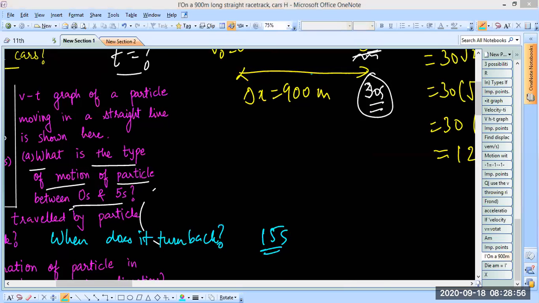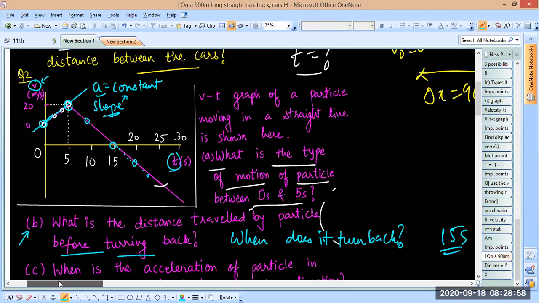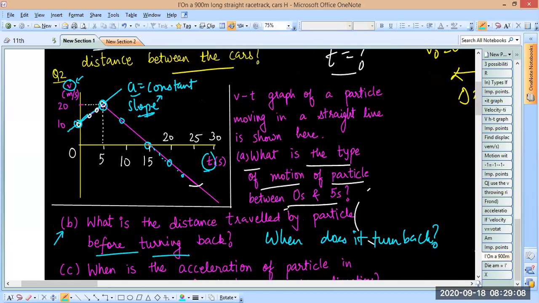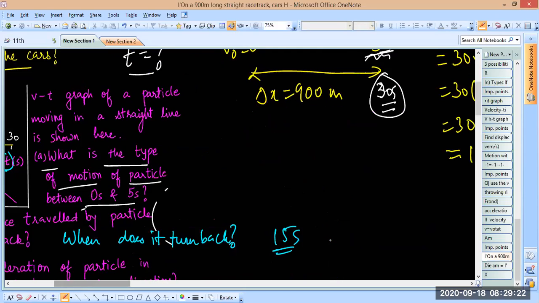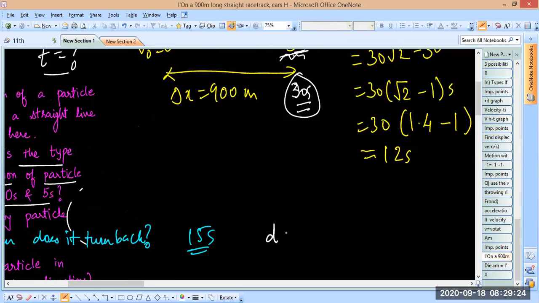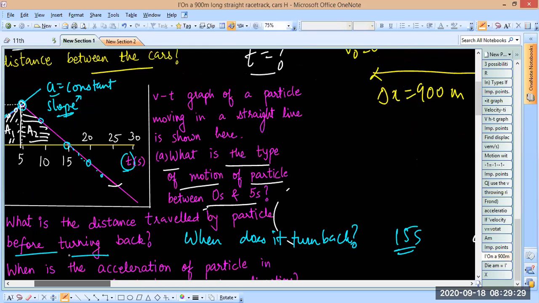Now we can find out the distance traveled. From VT graph we can find distance traveled by the area. So what I'm going to do is I will divide this area into two parts. One trapezium, I'll call it area number 1, and the other one is this, I'll call it area number 2. So the final answer is that distance traveled in 15 seconds is area 1 plus area 2. This is what you have to do.